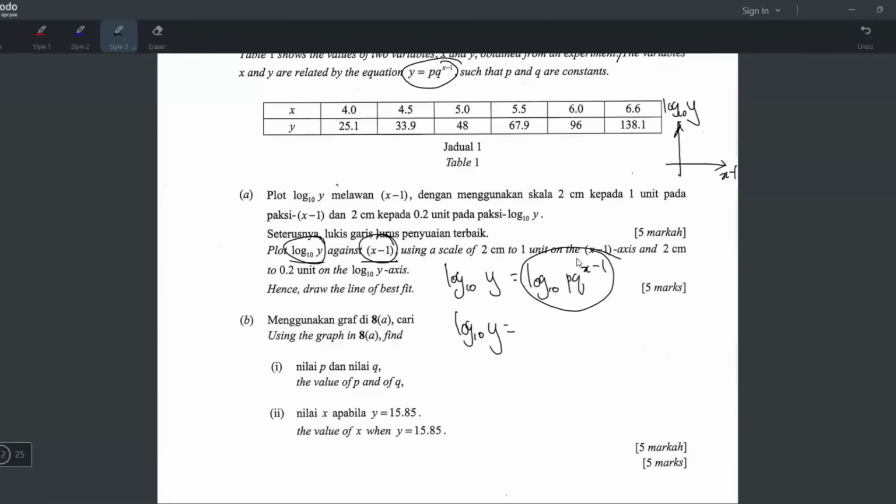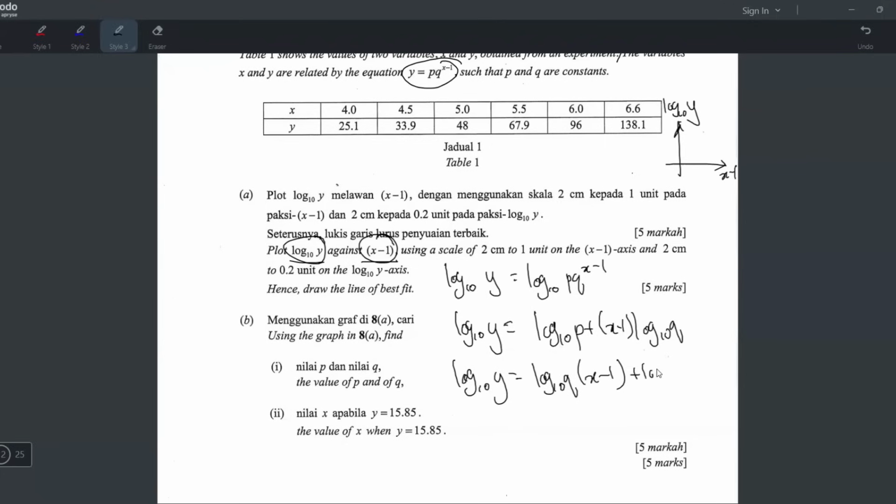Now you can see everything is combined together. We don't want that, we want it to be separate. So is there any formula we can use to separate it? Yes, we can use the law of logarithm we learned. Single log becomes separate logs added together. So it becomes log 10 p plus log 10 q, and the power can go in front. So now we just arrange a bit. Log y equals, y equals mx plus c, so obviously we have to write this first. But I will write log q times x minus 1, and then plus log p. Because I want my x-axis to be x minus 1, right?